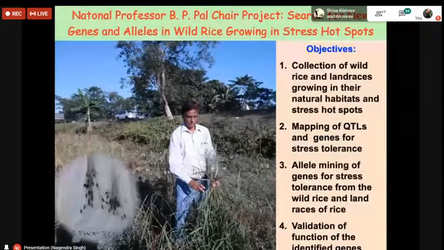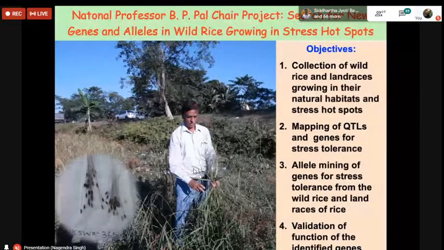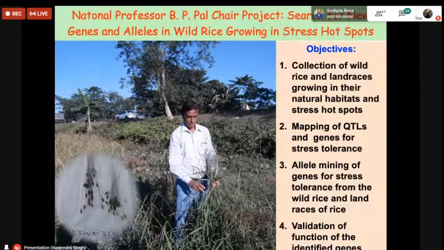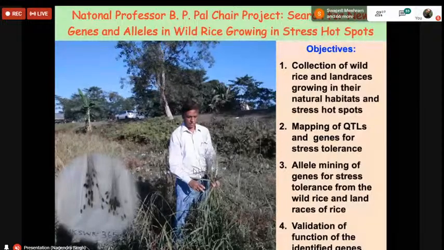Through my National Professor project, the objective was to collect wild rice from different habitats in India, then map the QTLs, do allele mining, and transfer them into the cultivated background. So the wild rice here, you can see, is black in color and has very long awns. And they are growing, I will show you some habitats. They look very healthy and nobody takes care of them, they take care of themselves.